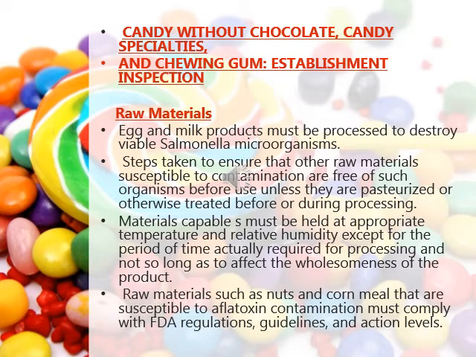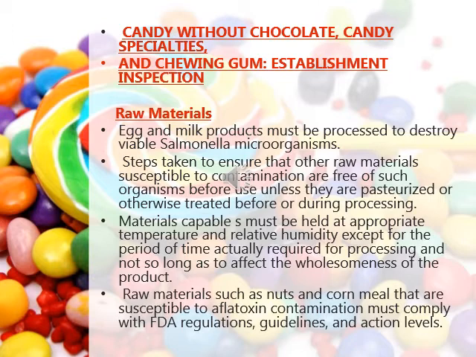Now we will talk about the following products: candy without chocolate, candy specialties, and chewing gum establishment inspection. The raw materials. Number 1, egg and milk products must be processed to destroy viable salmonella microorganisms. 2, steps taken to ensure that other raw materials susceptible to contamination are free of such organisms before use unless they are pasteurized or otherwise treated before or during processing.